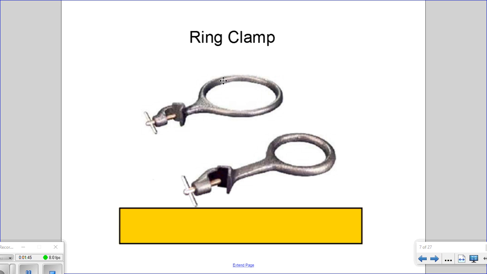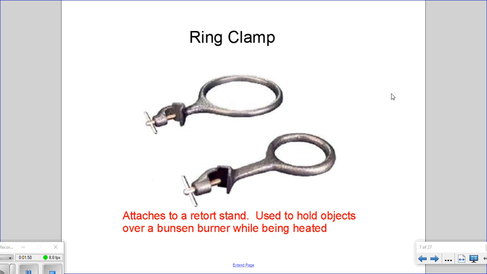Next up, we have a ring clamp. So here we have this metal object that has this ring at one end and then a clamp at the other end, hence ring clamp. Ring clamps will attach to a retort stand. It's used to hold objects over a Bunsen burner while being heated.